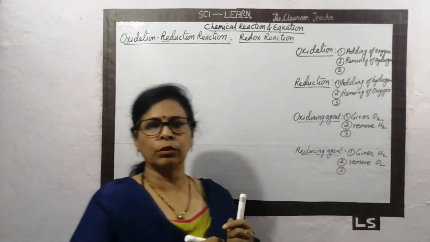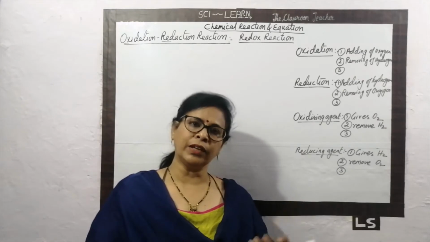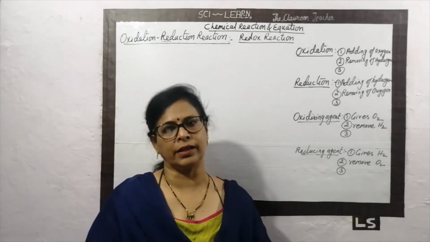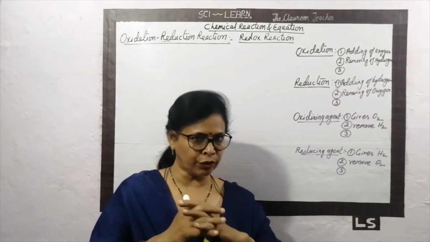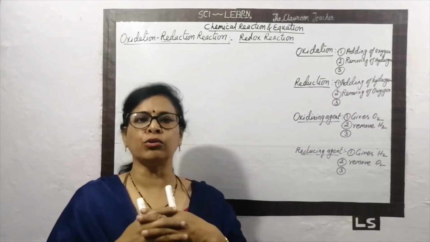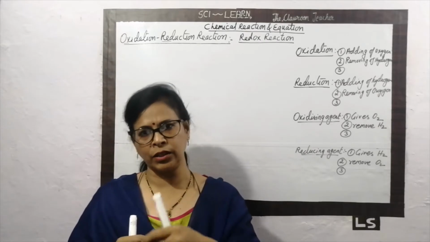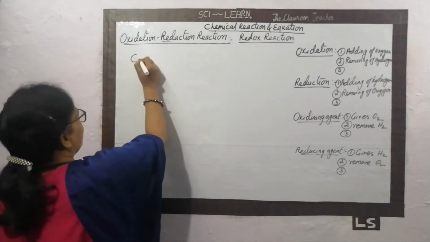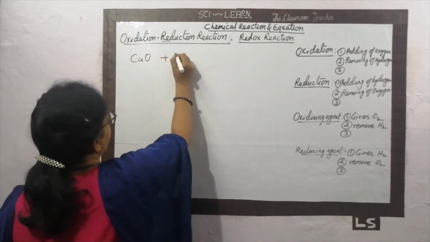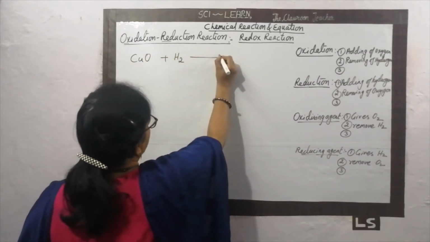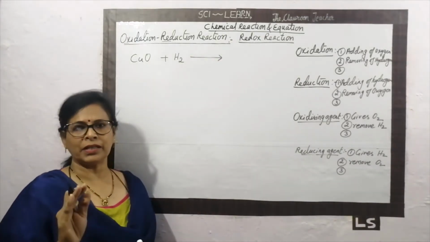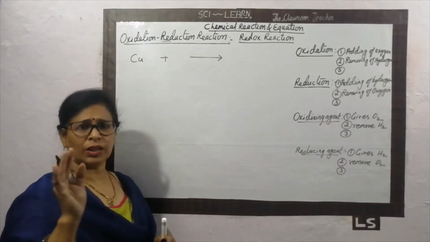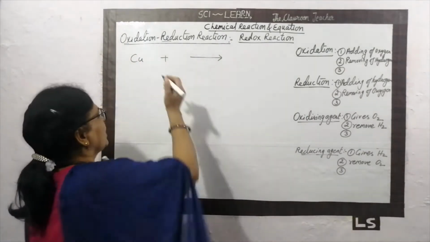Whatever the question in the exam, you are given one equation. You have to show the oxidation and reduction process in that equation. There is no need for a definition or anything. You only have to show the process of oxidation and reduction in that equation. Let us suppose one equation is there. Okay, take this equation.